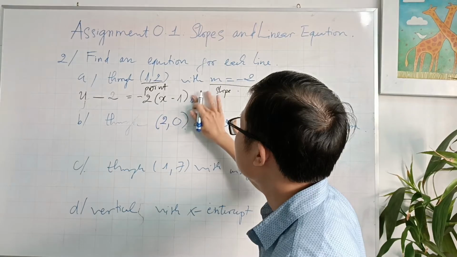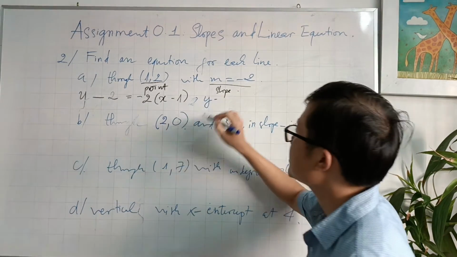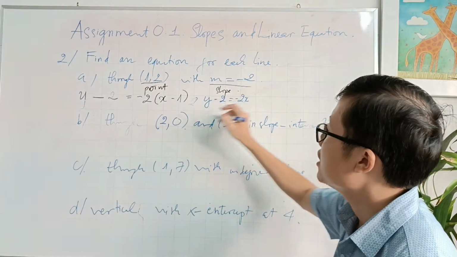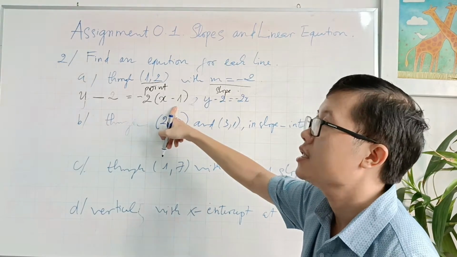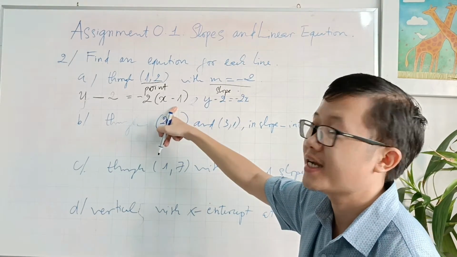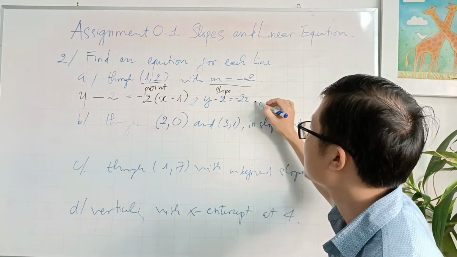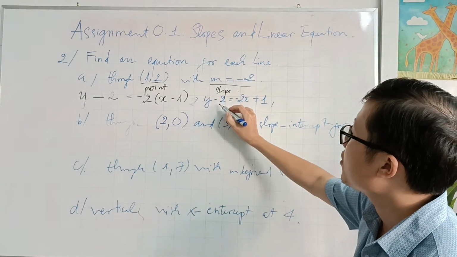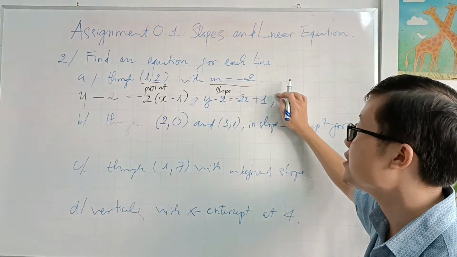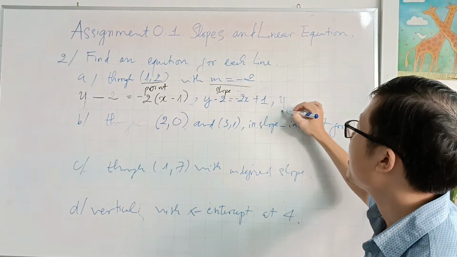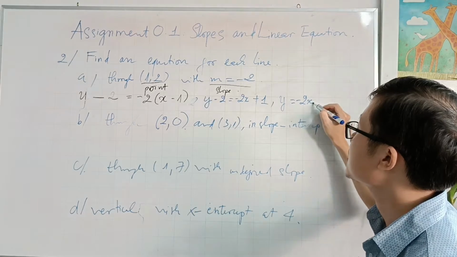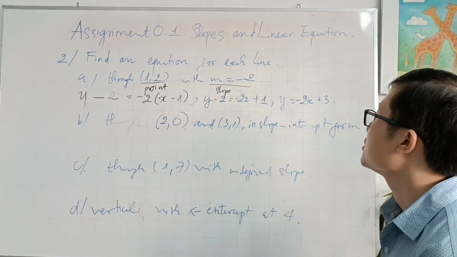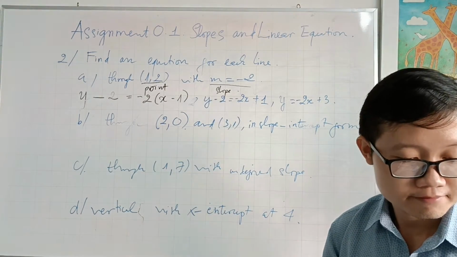So expanding both sides of this equation, we have y minus 2 equals -2x, and -2 times -1 is the distributive multiplication. So we have positive 2, so we add 2 here. And we move the 2 to the right side and have y equals -2x plus 4. Okay. This is very easy, not difficult.